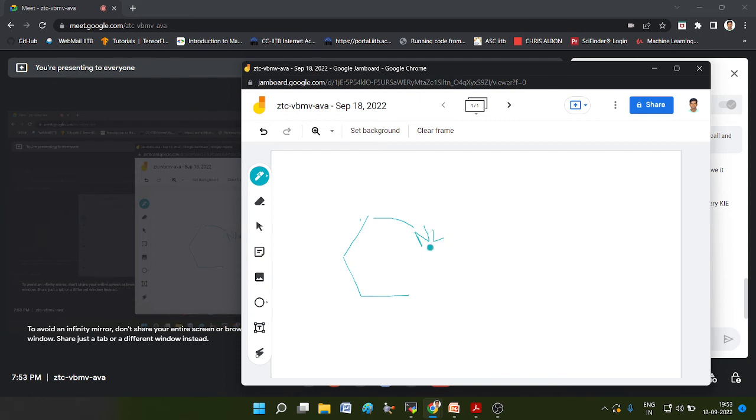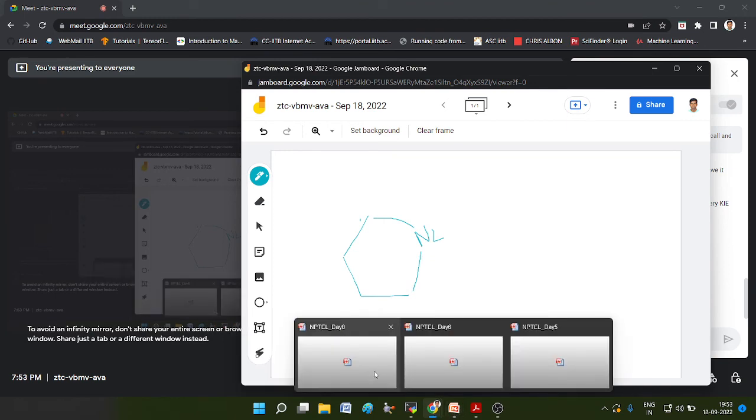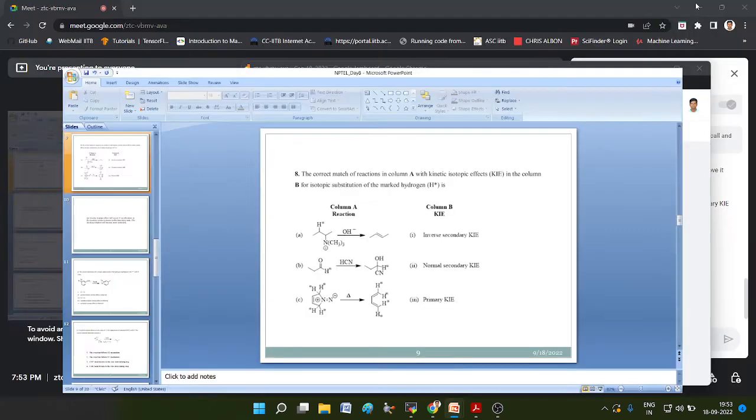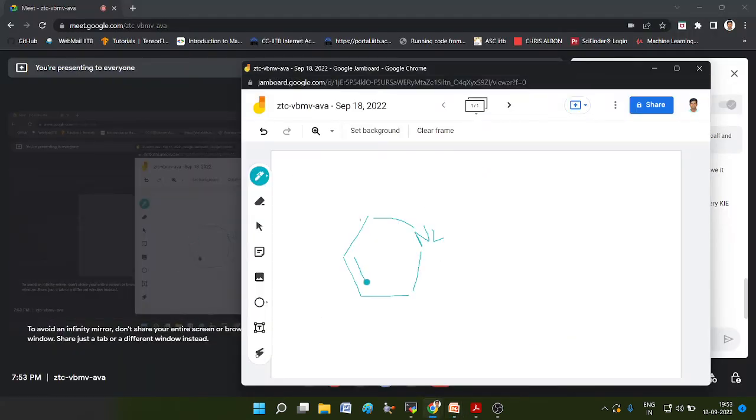N2, I'm saying just N2, ignore the other thing. And there are two hydrogens here, two hydrogens here, and something I'm missing. Let me check the question actually. There is one double bond here. So there is a double bond here. Now let me change the color.